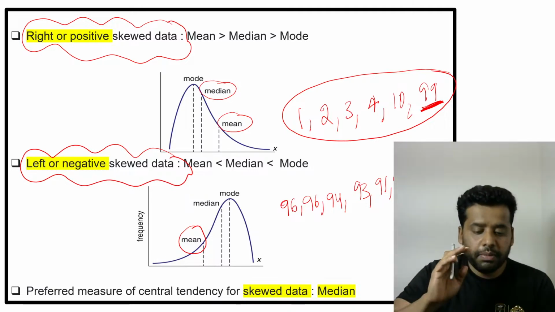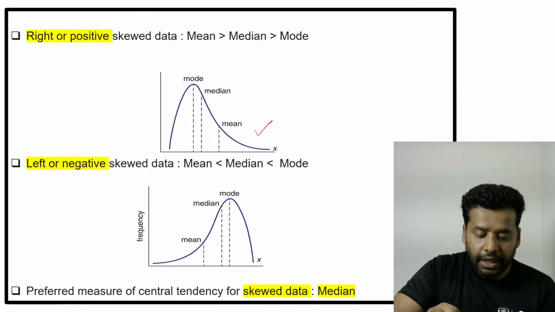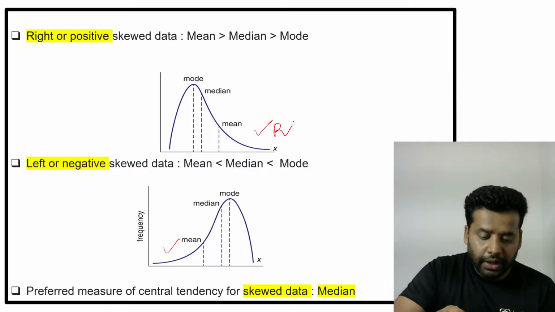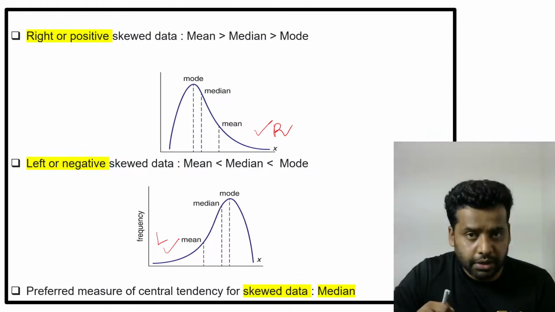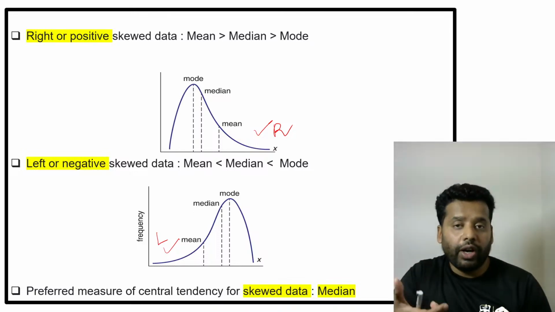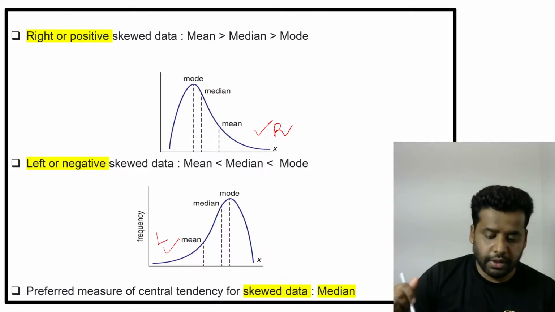So always keep in mind, the tail of the curve is the mean. If the tail is towards the right side or towards the left side, that tailing will happen because of outliers only. Outliers means extreme values. Higher end, right skewness. Lower end, left skewness.